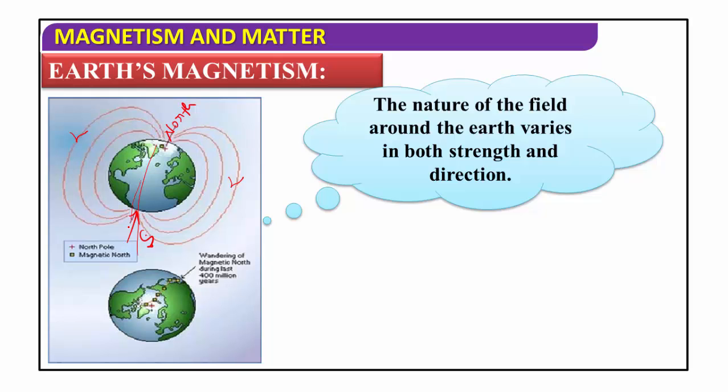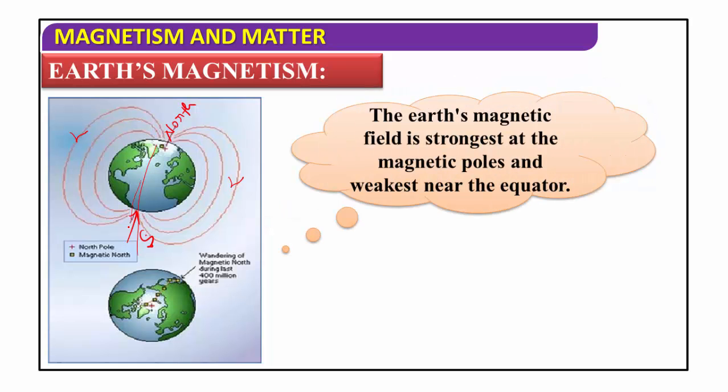The strength of the magnetic field varies in different places, and it shows different directions in different places. The earth's magnetic field is strongest at the magnetic poles.